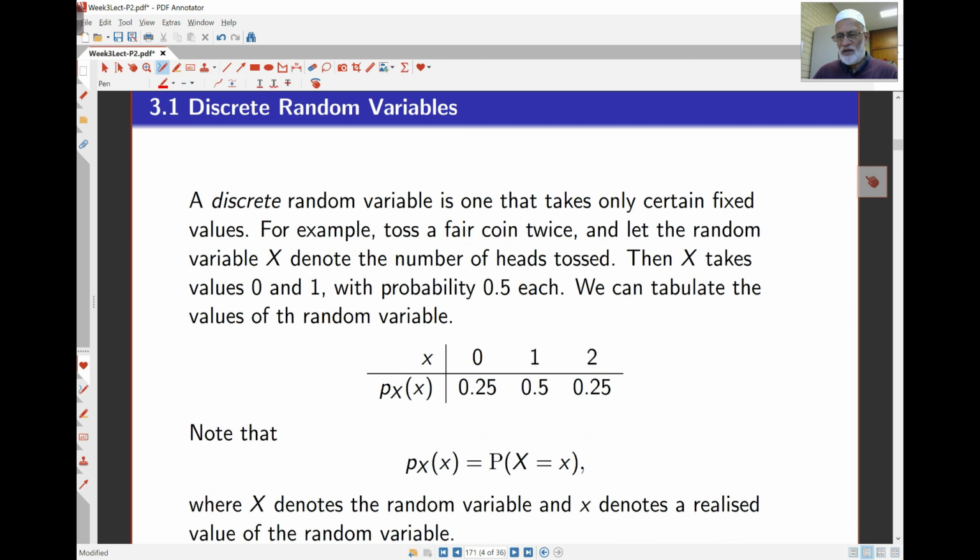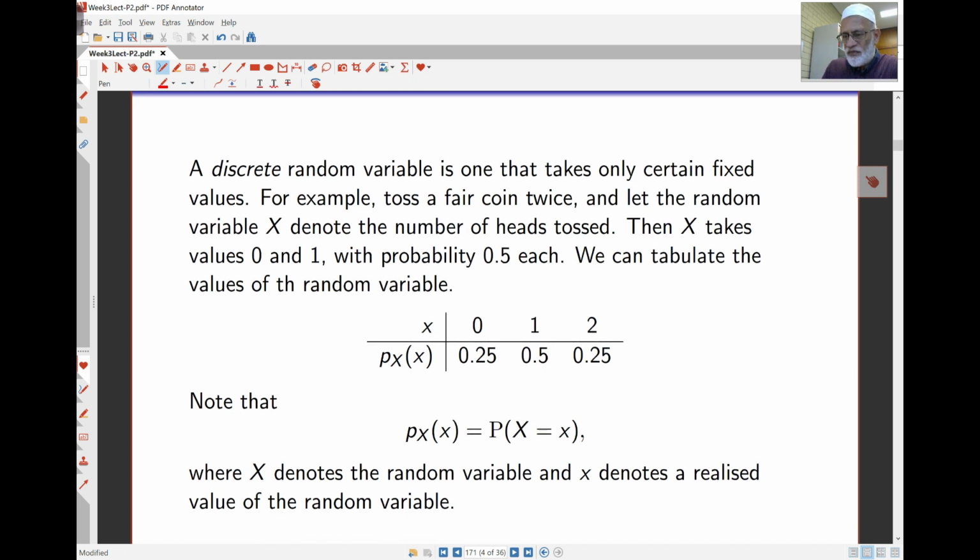If we toss a coin twice and we let the random variable x denote the number of heads tossed, then x can take the value either 0, 1 or 2. The probability of getting no heads means I've got 2 tails. I'm assuming independence here, so my outcome space is going to be 2 tails, a tail and a head, a head and a tail, or 2 heads, and all of those are equally likely.